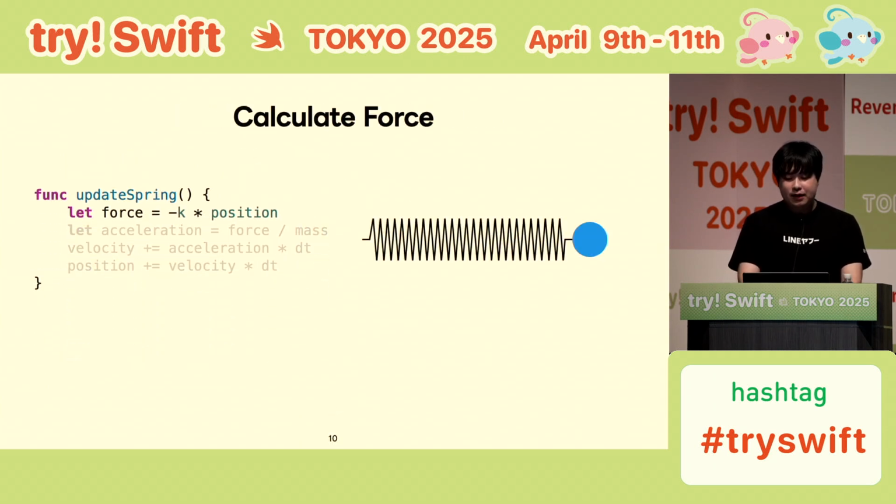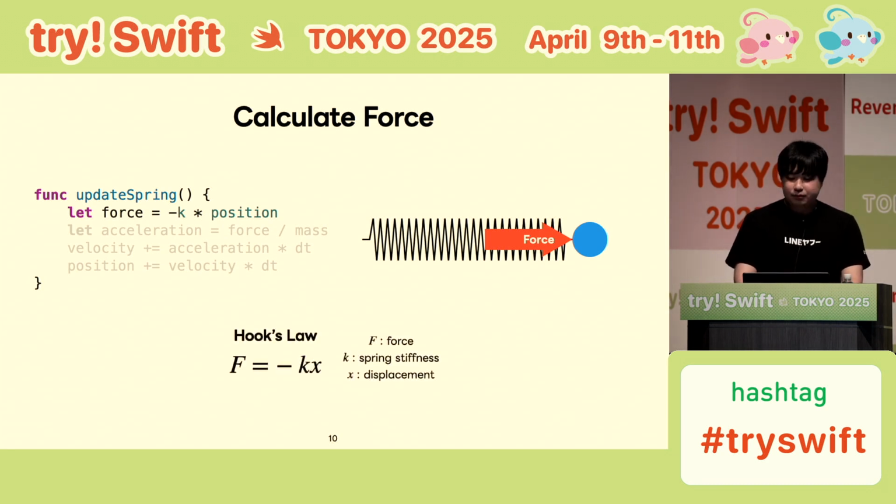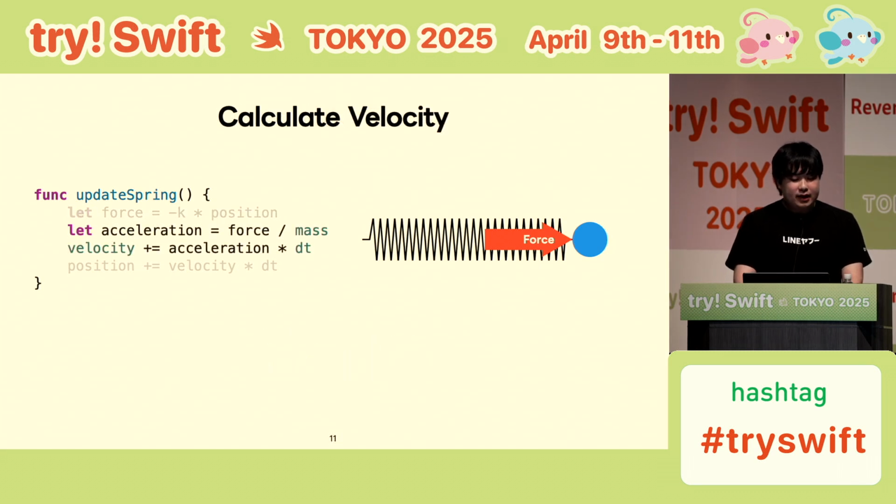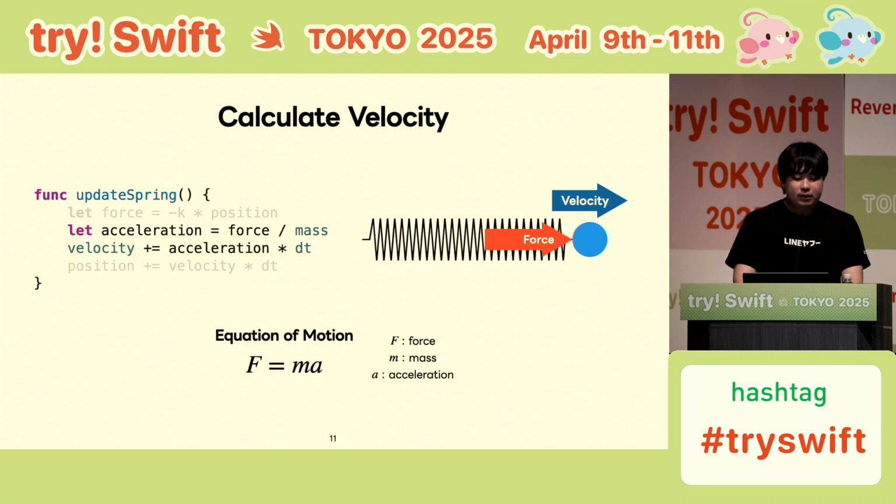Now, let's break down the update spring function. The first line calculates the force applied by the spring. This follows Hooke's law. In the next lines, we update the ball's velocity. We compute acceleration using the equation of motion, then update the velocity.